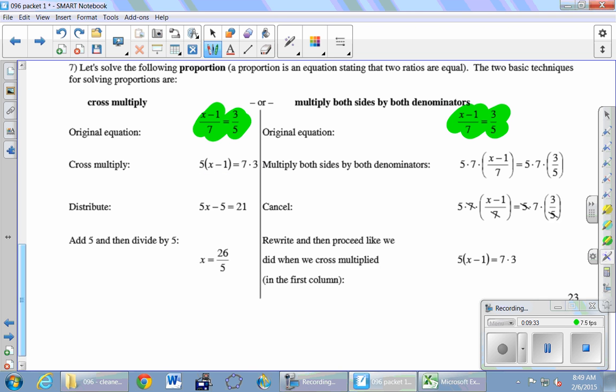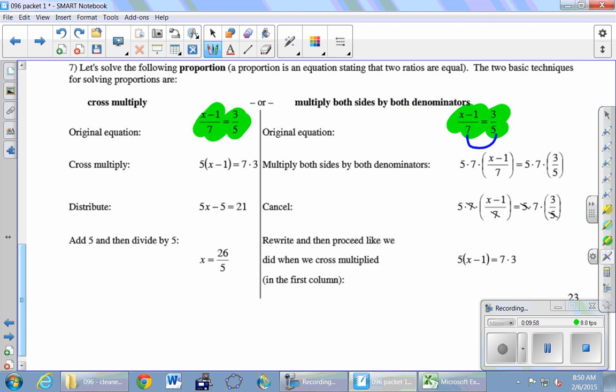Okay, and then we continue, distribute over here. That gives you the 5x minus 5. Add the 5 to both sides, right? That gives you 26. And then finally divide both sides by 5 to get 26/5. So that's the answer to this proportion. Another way is to multiply both sides by both denominators. So here's the same original starting equation.